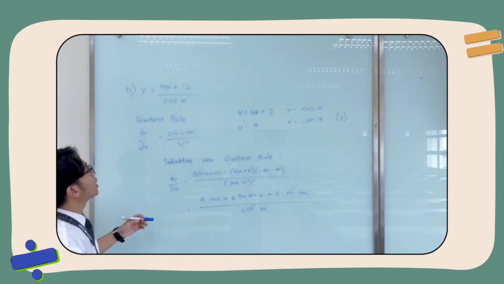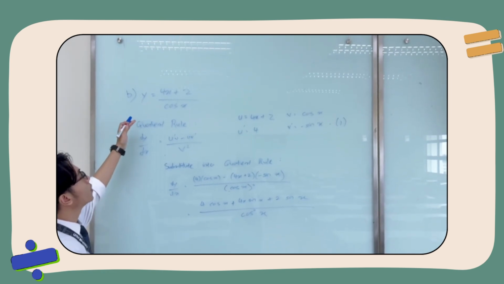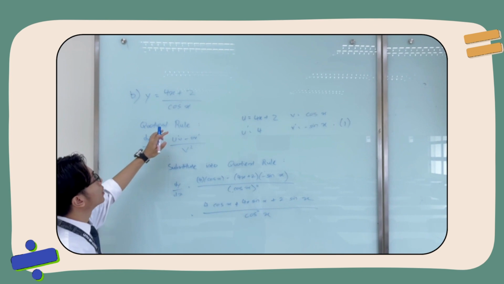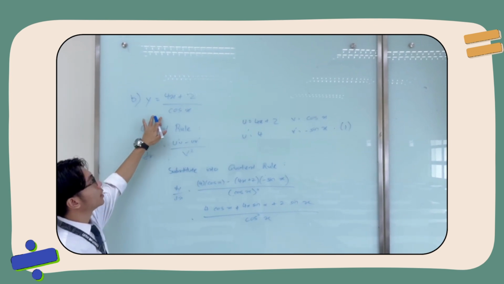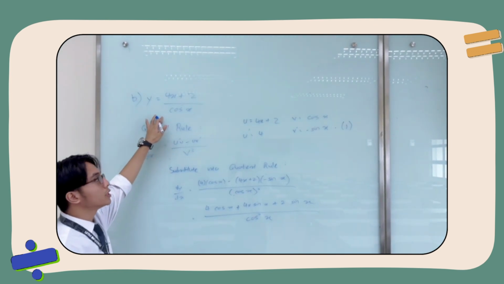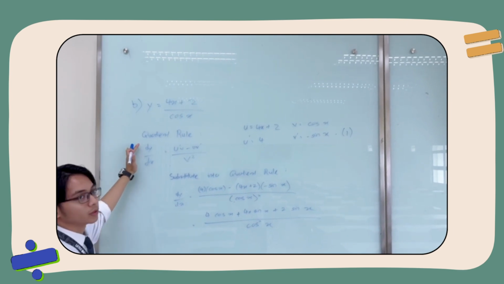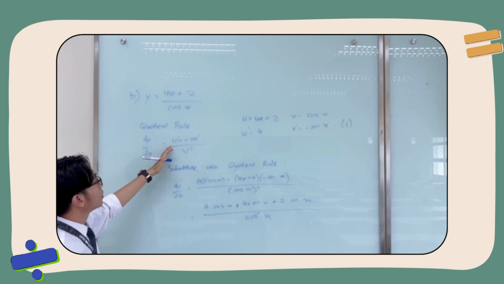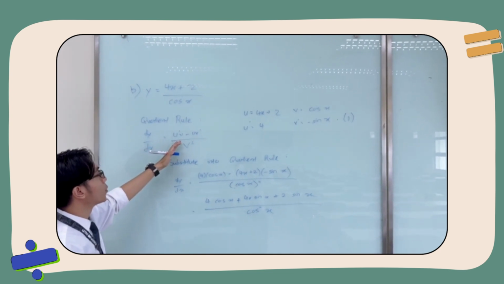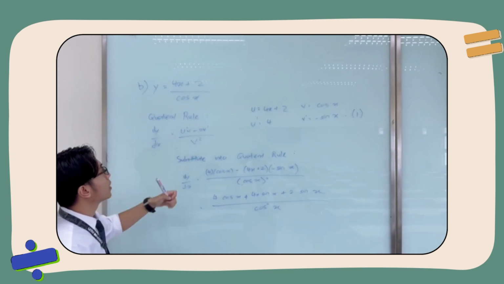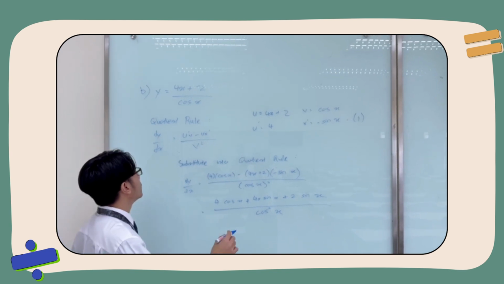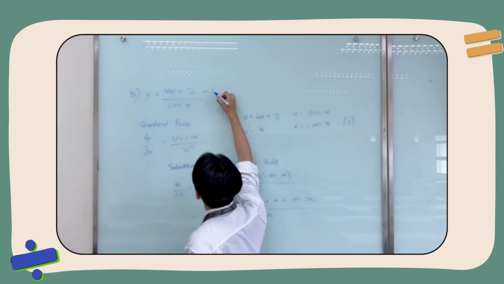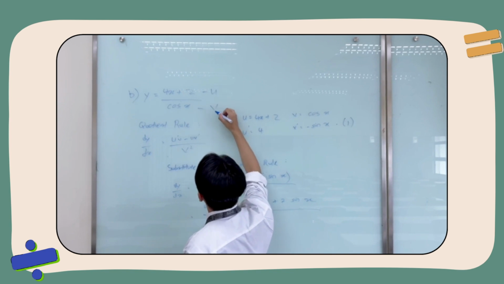Moving to the next question, we are given y equals 4x plus 2 over cos x. Now we see that in this question it is a rational form. If it's in a rational form, we have to use the quotient rule. The quotient rule is u prime v minus u v prime over v squared. In this case, we take the numerator as u and the denominator as v.